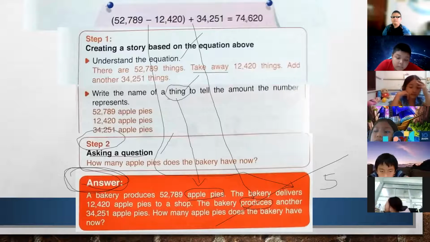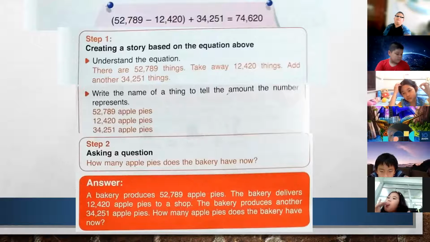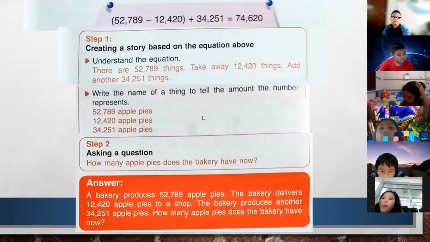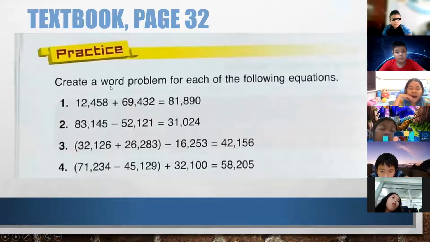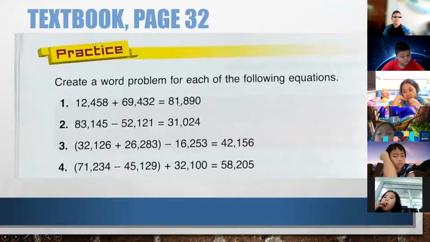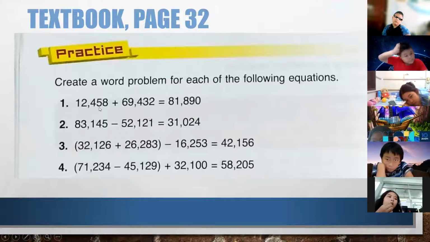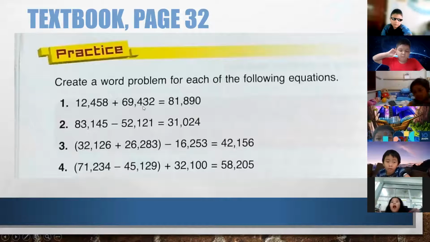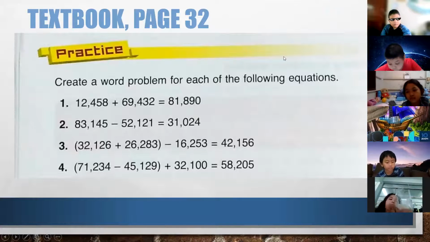Okay, now let's try the practice exercises found on page 32. Still on page 32. Create a word problem for each of the following. So number 1, 12,458 plus 69,432 is equal to 81,890.